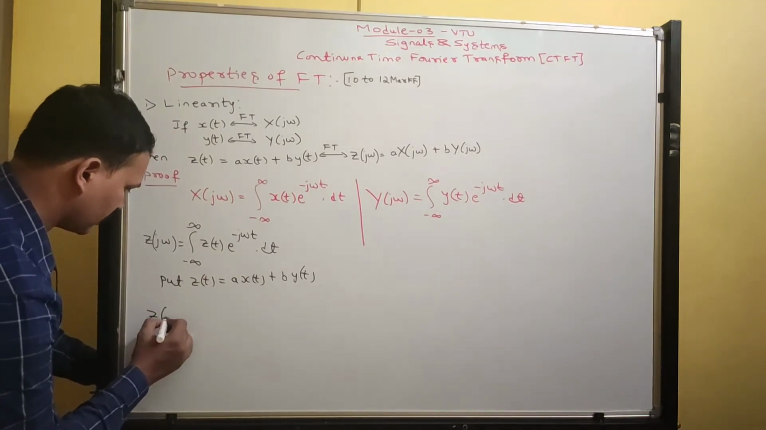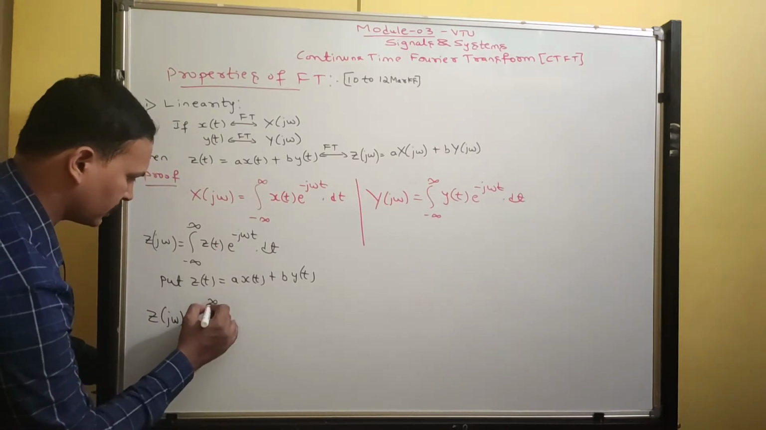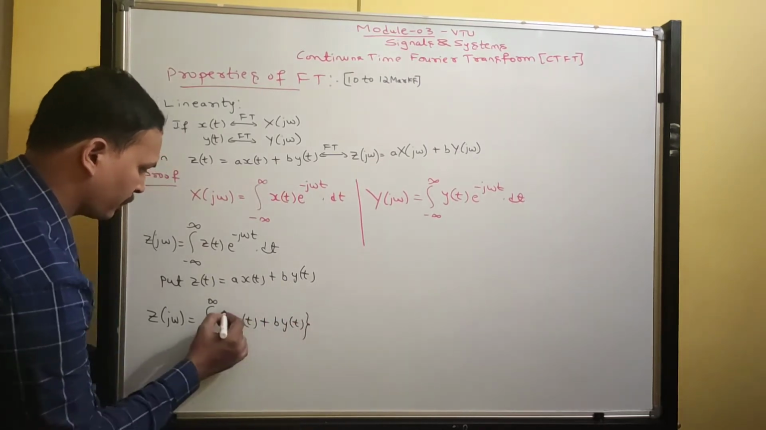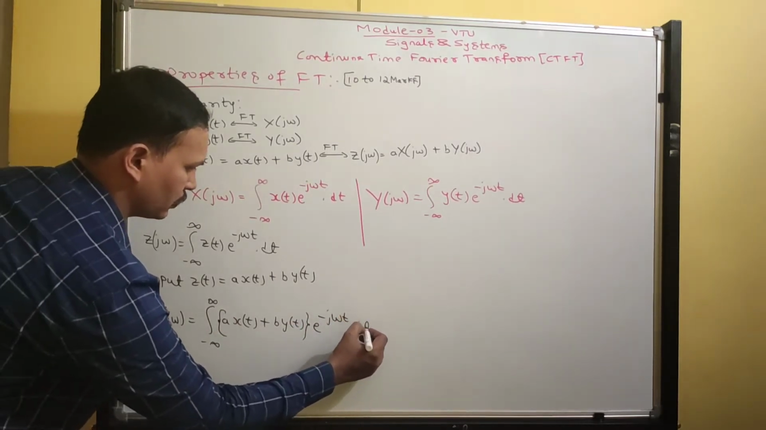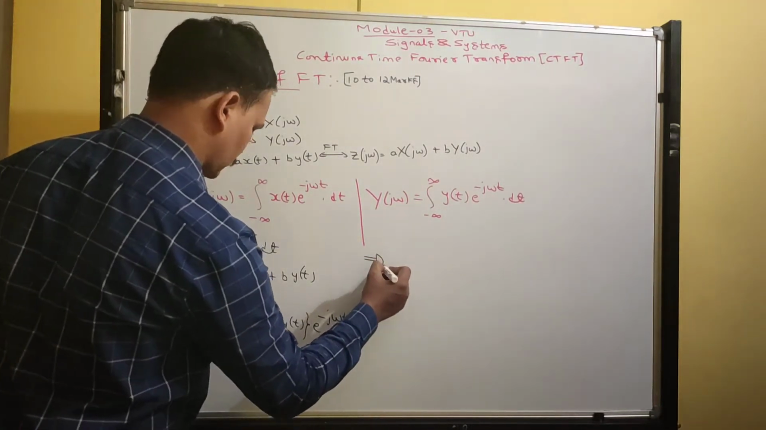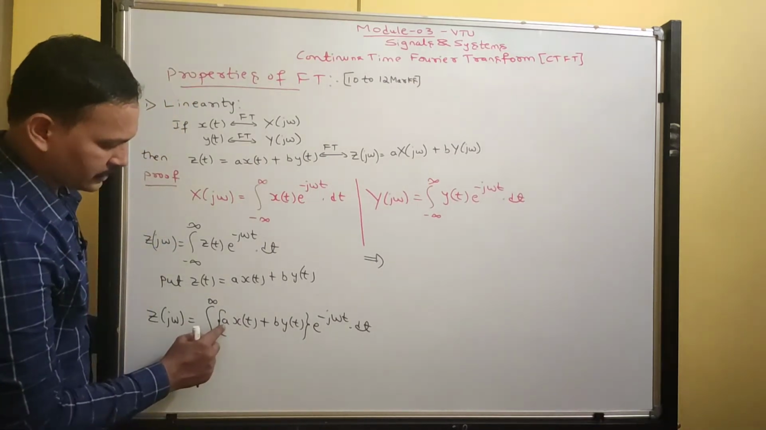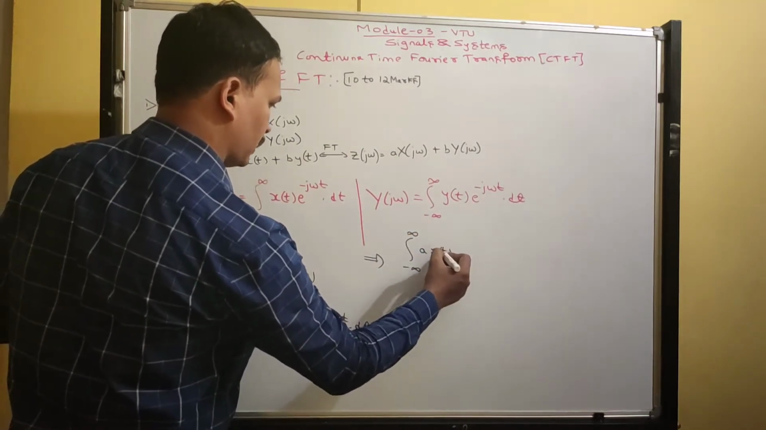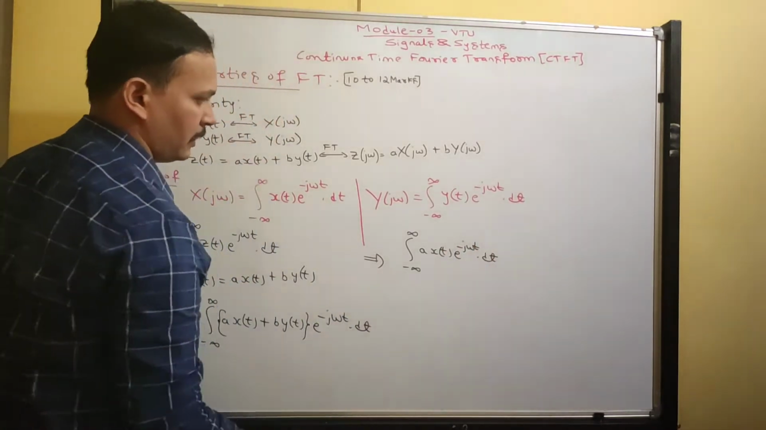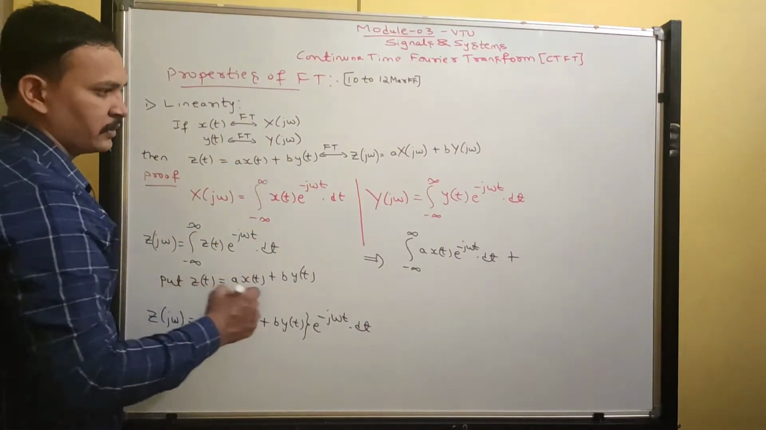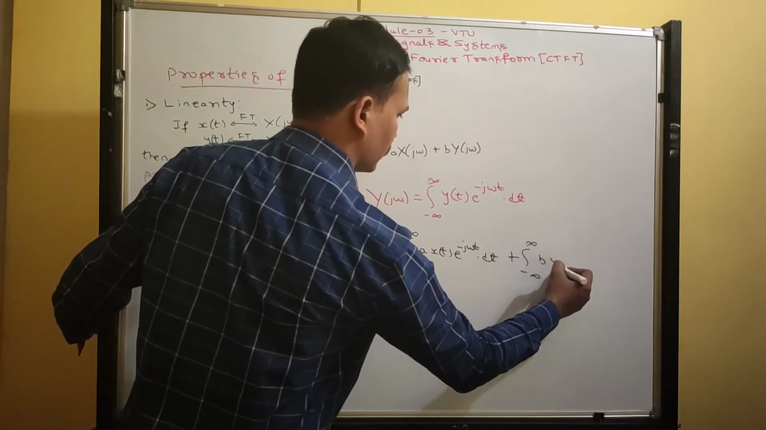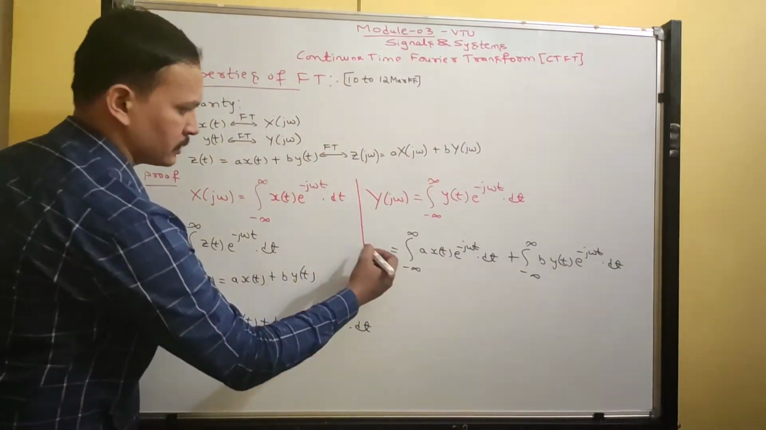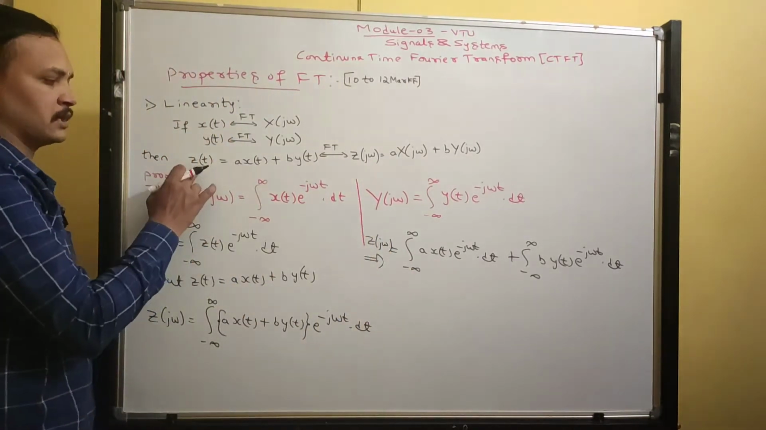After substituting, z of j omega is equal to the integral from minus infinity to infinity of a x of t plus b y of t, into e to the power of minus j omega t dt. Now multiplying this out, we get the integral from minus infinity to infinity of a x of t e to the power of minus j omega t dt, plus the integral from minus infinity to infinity of b y of t e to the power of minus j omega t dt. This left side is the Fourier transform of z of t, which is z of j omega.